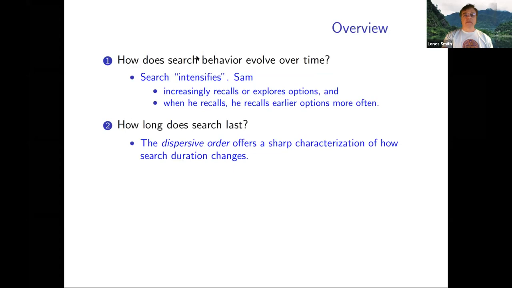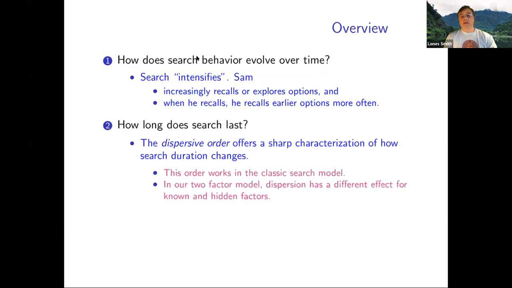Next, what is the answer to this half century question? What makes you search longer? The answer is if the distribution experiences an increase in the dispersive order. Mean preserving spread was just not enough. It was just the wrong way of thinking of the problem. So this works in the classic search model. And in our framework, it'll work for the hidden factors one way and for the known factors the opposite way.